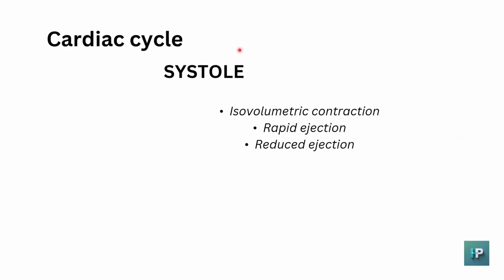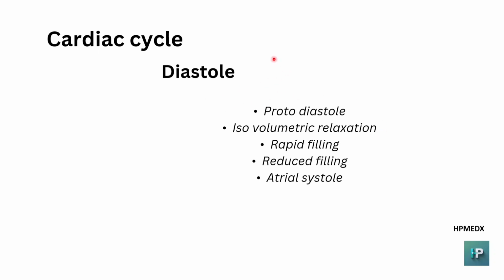And we see the cardiac cycle. Here we see the systole and diastole of ventricles. Systole is of 0.3 seconds. It comprises isovolumetric contraction, rapid ejection and reduced ejection. And then diastole, it is of 0.5 seconds and it comprises protodiastole, isovolumetric relaxation, rapid filling, reduced filling and atrial systole. And the knowledge of the cardiac cycle is necessary to learn about the pathophysiology of various valvular heart diseases. So it is important to learn this.